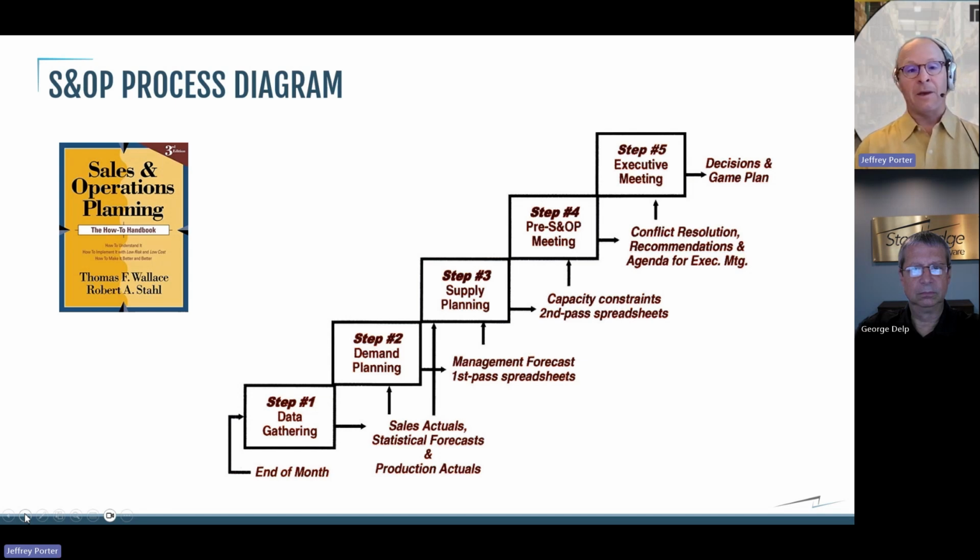The output from this is a management forecast, meaning, hey, we're going to reevaluate what are our thoughts with respect to what's going to be happening over the next month, the next 6 months, the next 9 months, the next year, for instance. Okay, that's step number 2. So all of this information then feeds into step number 3, which is the supply planning.